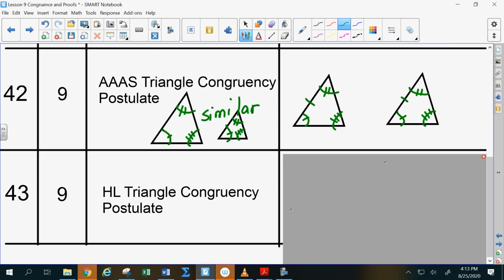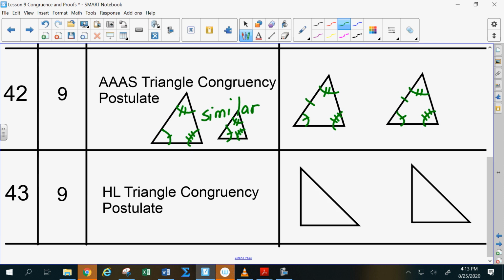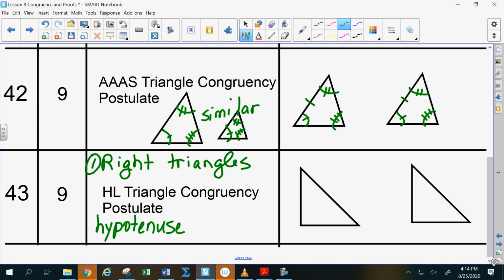The last one that we shared with you last spring was HL, triangle congruency. H stands for hypotenuse. Now it looks like maybe we only have to prove 2 things here, but you only have a hypotenuse if it is a right triangle. So you must have in your proof that you have 2 right triangles, and you need to say that the 2 hypotenuses match and one other set of sides or legs.